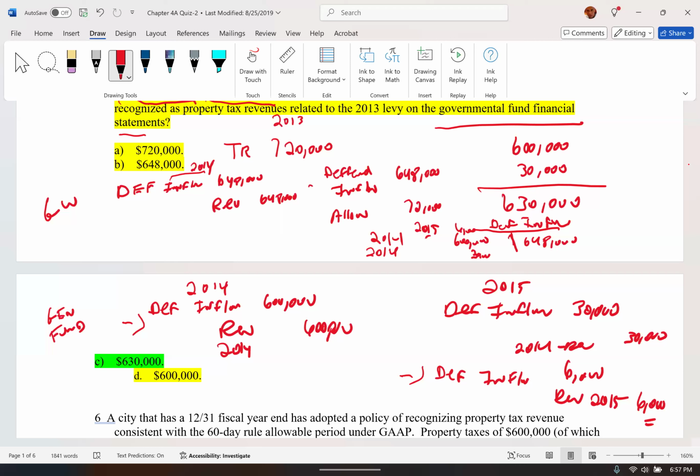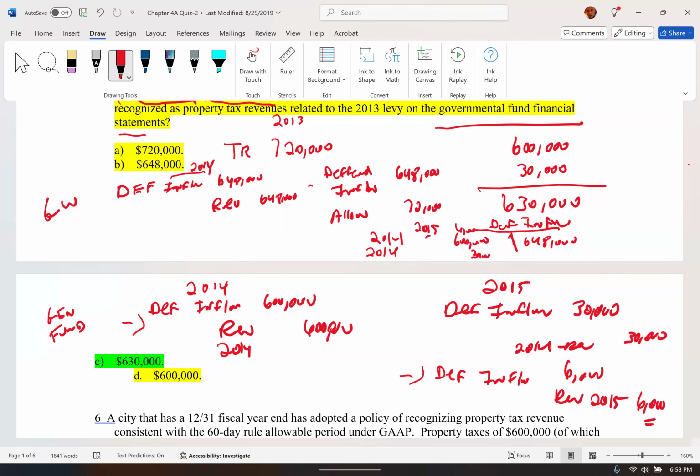Yeah, I think my confusion came from the fact that usually the secured roll, if it's not collected, goes to delinquent, so they write it off. So that's why I was not familiar that the deferred inflow really spanned the year.